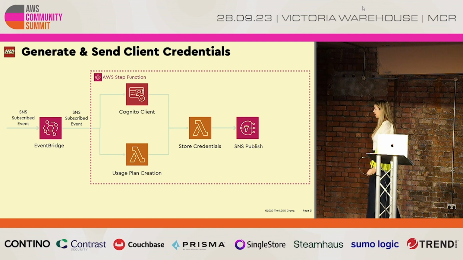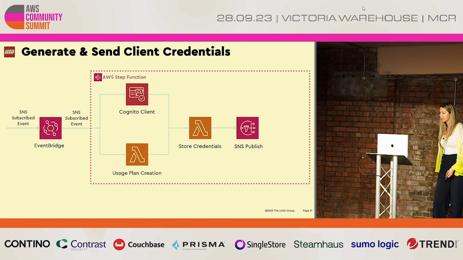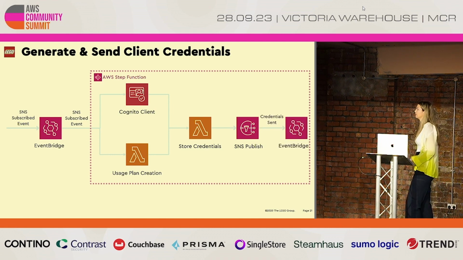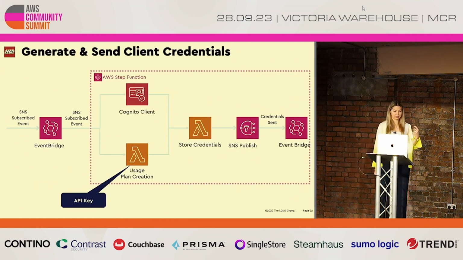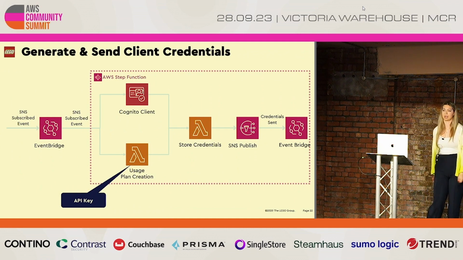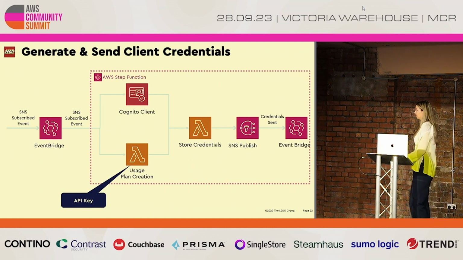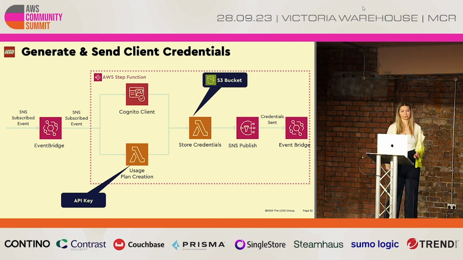Then you leverage the SNS publish functionality to send an email to the consumer with everything that you've generated. And last but not least, you publish another event onto the event bus. Now, I've mentioned this, so you want to make sure when you create your usage plan that you also create your API key and you link it to that usage plan, so you establish that connection.